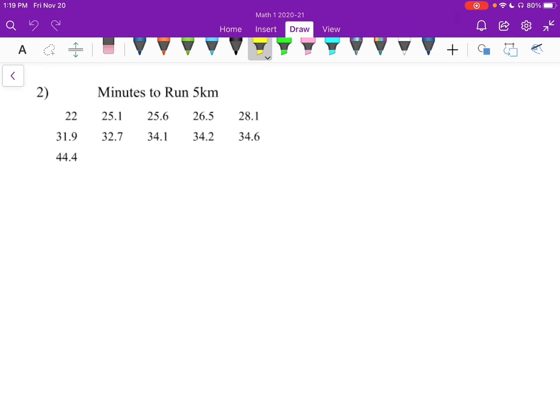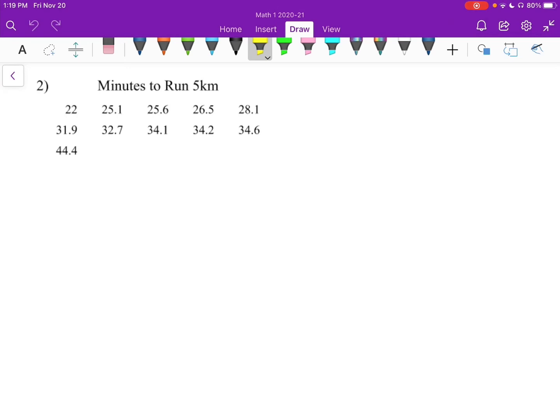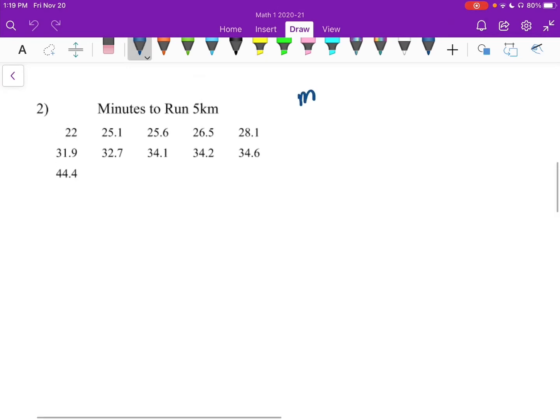All right, minutes to run a 5K. I'm going to start off with my min and my max. My min is 22. My max is 44.4. And I'm going to draw my little number line.